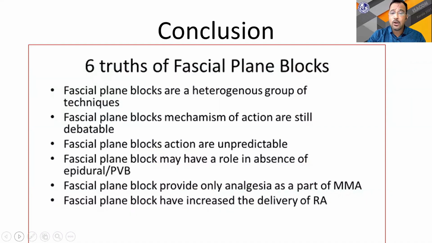Fascial plane blocks provide only analgesia as a part of multimodal analgesia, and fascial plane blocks have increased the delivery of regional anesthesia practice because many of the performers are not very comfortable giving the thoracic epidural or paravertebral, and in these patients, if you don't go for a good acute pain management, there are chances that these patients will go into a chronic pain. So because of the simplicity of the fascial plane block, they have increased the delivery of regional anesthesia practice and benefit to the patient.